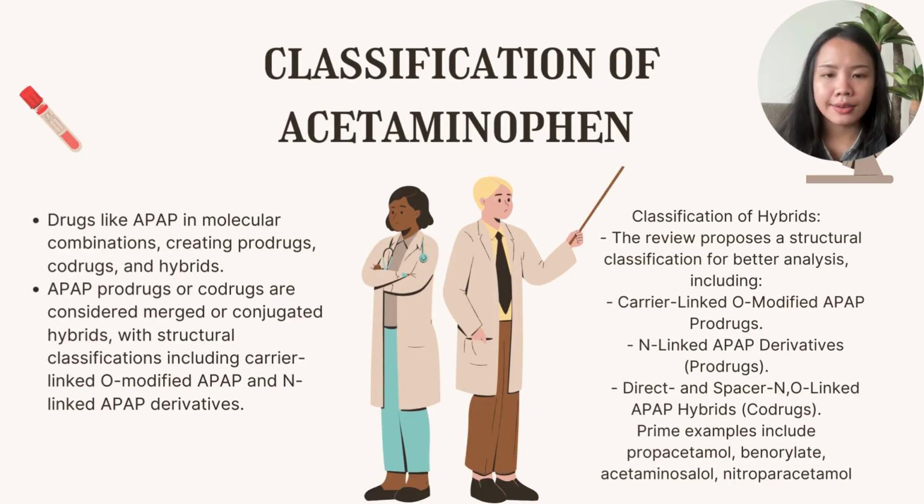And here's the classification of acetaminophen. Drugs like APAP in molecular combinations create prodrugs, codrugs, and hybrids. APAP prodrugs or codrugs are considered merged or conjugated hybrids with structural classification, including carrier-linked or modified APAP and linked APAP derivatives.